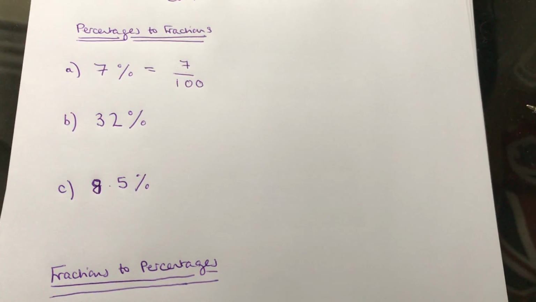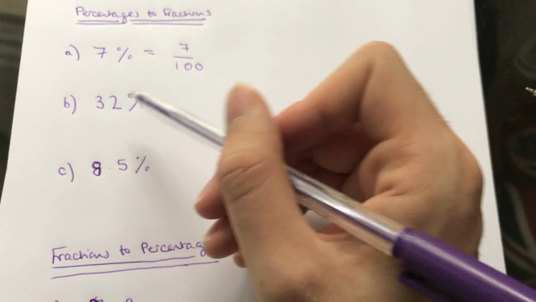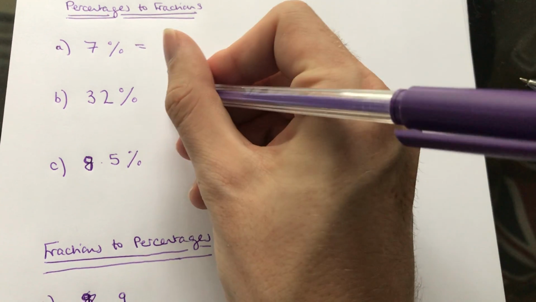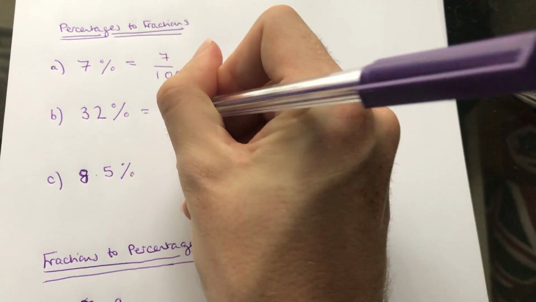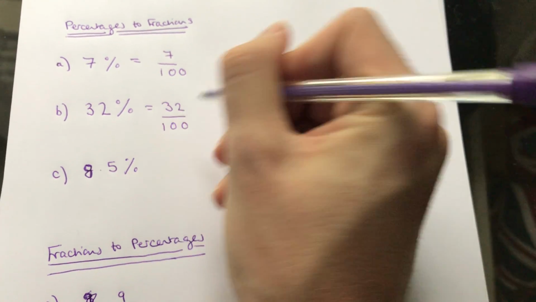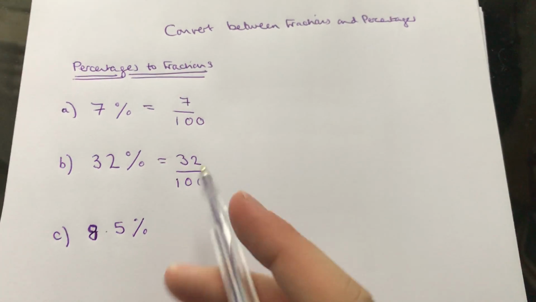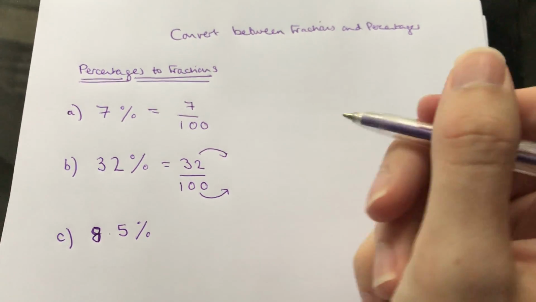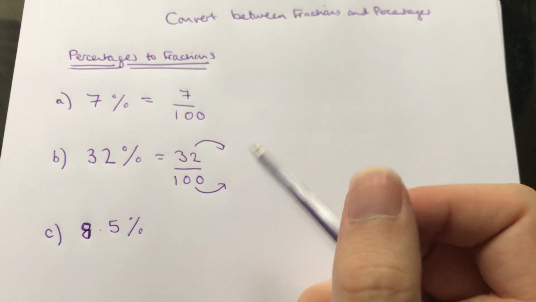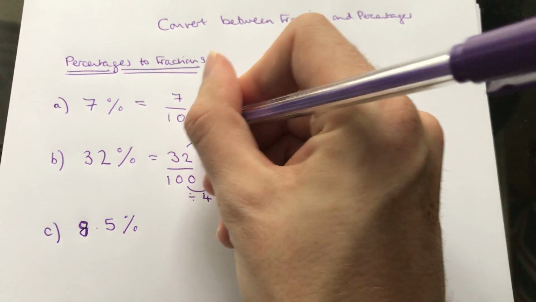So now we have question B, 32%. We know percentages are fractions over 100, so 32% equals 32 over 100. Now, can we simplify this? So we've converted it from a percentage to a fraction, but now we need to simplify it. So, how can we do that? Well, we can divide by the highest common factor. So that is 4. So I can divide by 4 both sides.